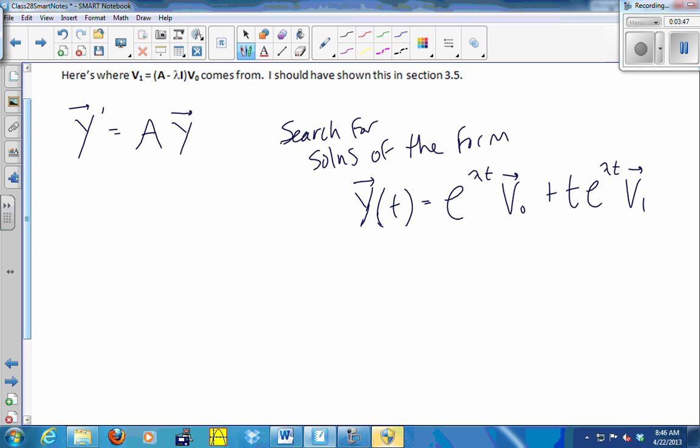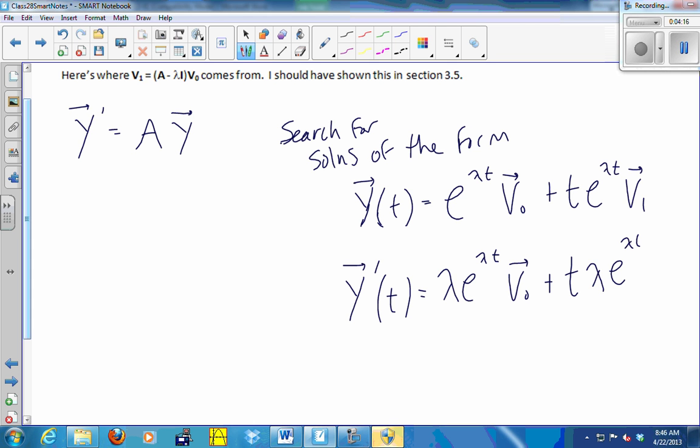Well, v naught we know is the initial condition. So if I take y prime here, I get lambda e to the lambda t v naught plus, and then this one I have to do the product rule to take the derivative. So I'm going to have first times the derivative of the second, which would be lambda e to the lambda t v1, plus the second, e to the lambda t v1, times the derivative of the first, which is just 1, e to the lambda t v1.